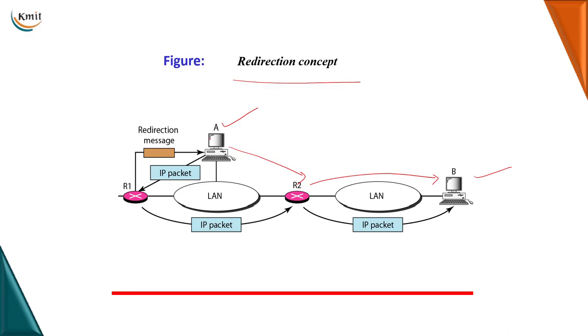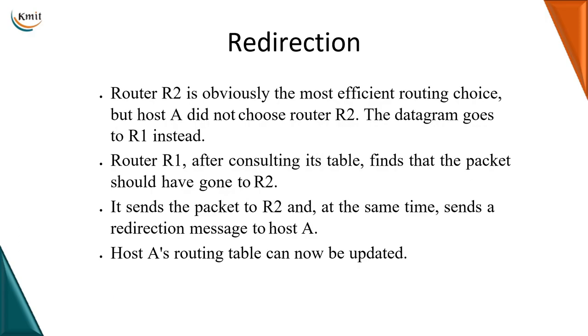So now whenever A sends this IP packet to the router R1, every router will have a routing table, and it sees that the best way of sending a packet from A to B is not through R1 but through R2. So in the first go, because it has got the IP packet, it cannot return it. It will send the packet to R2 and then it goes to B, but at the same time it will send a redirection message to the host A asking it to update the routing table: if you want to send an IP packet to B, go through R2, don't come through R1. This is called the redirection concept, where you are redirecting the further messages from A to B through R2, not through R1. This is your redirection message.